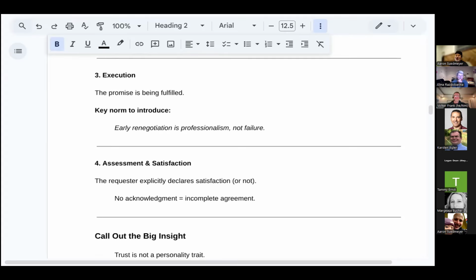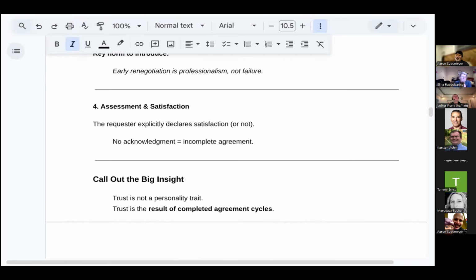Execution, the promise is being fulfilled. And this is the renegotiation phase. If it was easy to do and clear, we probably wouldn't be the people doing it, right? We're smart. We're working on complicated stuff that's not easily delivered. So there is going to be learning. And so early renegotiation is professionalism, not failure. Sharing what you learned and how it impacts is really key.